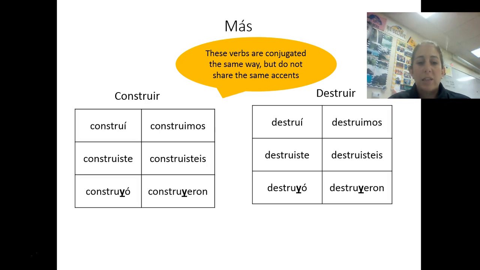Construimos, construisteis, and construyeron. Construir means to construct. Destruir means to destroy. I don't think that that's on your notes, so please make sure that you add that. And then destruí, destruiste, destruyó, destruimos, destruisteis, and destruyeron. Okay. And so any verb that ends in UIR is going to be an I to Y verb. Any verb that ends in EER is also an I to Y verb, and it's going to have an accent on all of its conjugations except for that eron, that ellos, ellas, and ustedes.